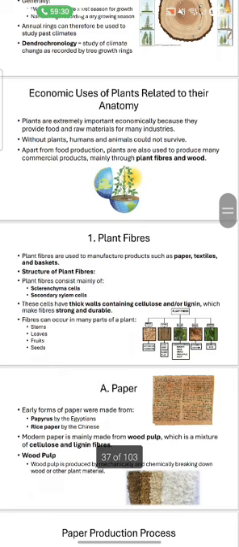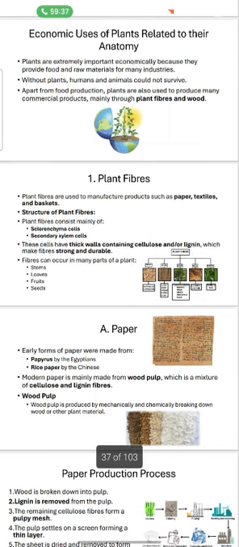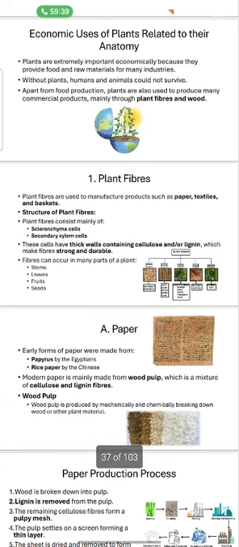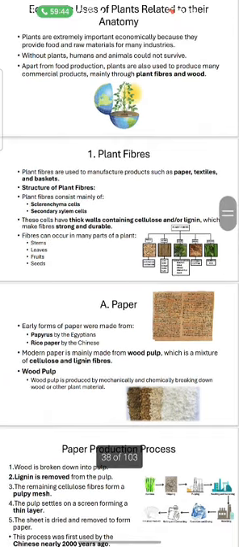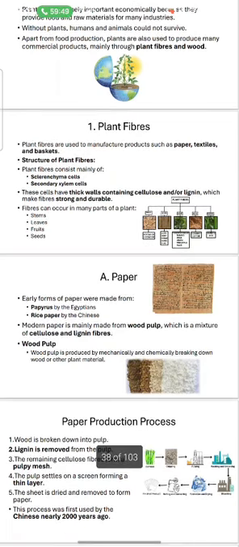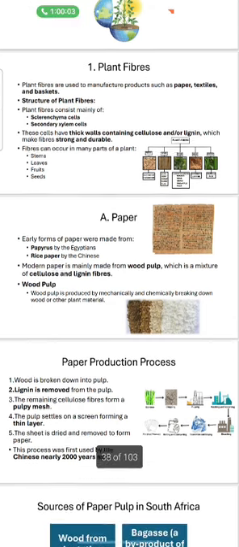So plant fibers. Plant fibers are used to manufacture products such as paper, textiles, and baskets. Structure of plant fibers: plant fibers consist mainly of sclerenchyma cells and secondary xylem cells. These cells have thick walls containing cellulose and/or lignin, which make fibers strong and durable. Fibers can occur in many parts of a plant: the stem, leaves, fruits, and seeds.